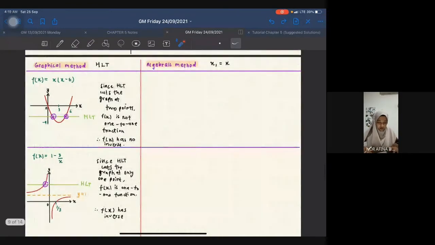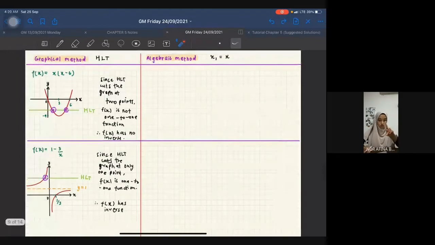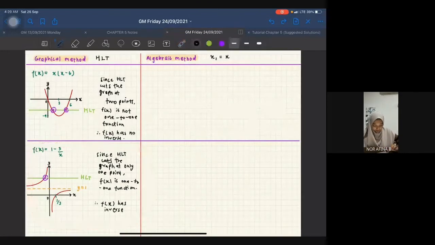Okay, so algebraic method ni saya tunjuk untuk satu contoh sahaja. Saya tunjuk untuk contoh yang kedua. So, for the second one, dekat sini. Okay, and then yang first one tu nanti awak try buat sendiri. Okay, right. So for the first one, we are going to kita akan let fx1 is equal to fx2. So, kita akan let, awak tulis macam ni.